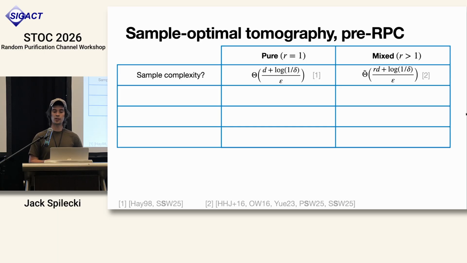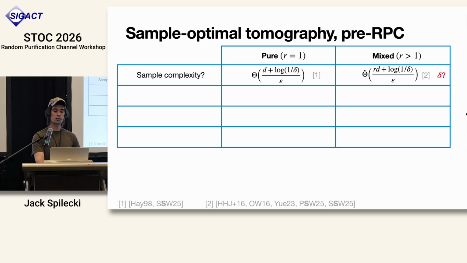So the tilde, maybe I can clarify this a little bit. If you don't care about delta at all, if you only want your algorithms to succeed with constant probability, then we actually have matching upper and lower bounds of rd over epsilon. But if you care about delta scaling, then the best upper bound we have is a tilde upper bound. So we don't truly know the scaling with delta.